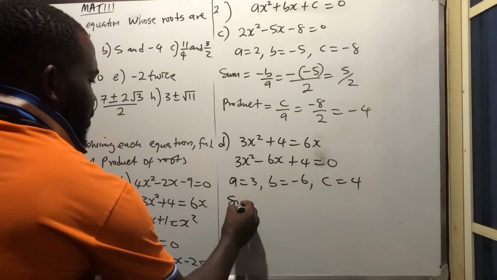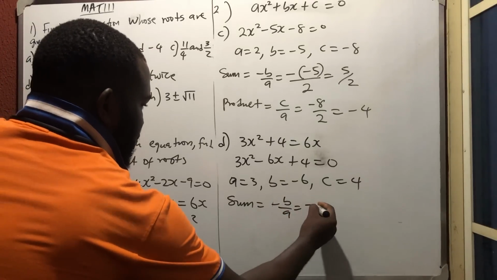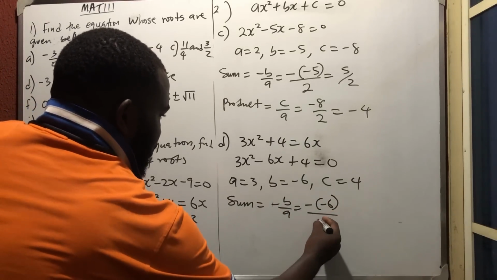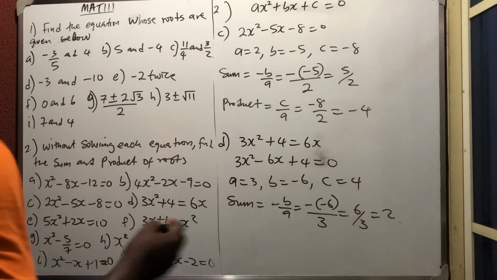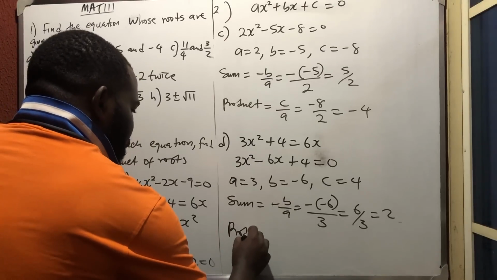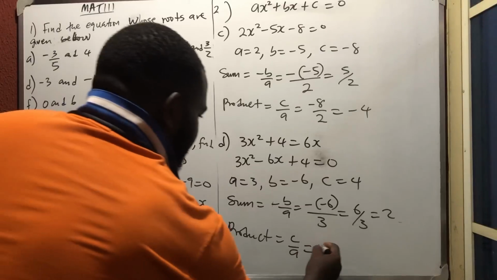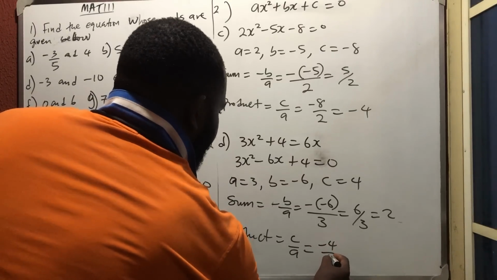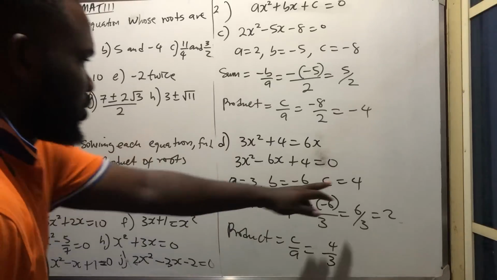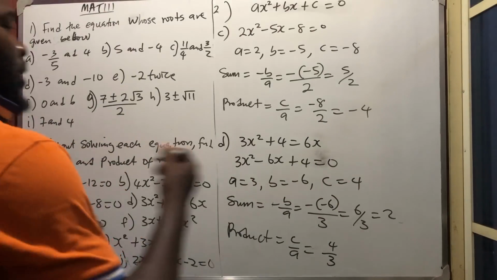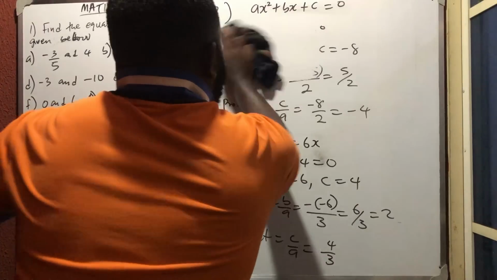So the sum has a formula. We said minus b over a, which is minus into minus 6 over 3, which is 6 over 3, which is 2. Okay? So the next one is product, and the product is c over a, which is minus 4 over 3. Is it minus 4? Sorry, c over a, which is just 4 over 3. 4 over 3. And that's all.